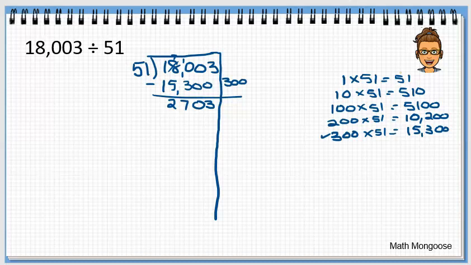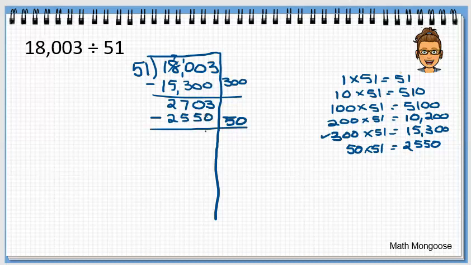Okay, let us look if we have a number close to 2,703 but less. Oh, we do not. We have 5,100. What if we could do 50? Since 100 groups of 51 is 5,100, 50 groups of 51 would be half of 100 groups, and a half of 5,000 is 2,500, and a half of 100 is 50. So that's 2,550. Is that close to that? Yes, it is. So let us take away 50 groups. So we have 2,550. And we're going to take away.